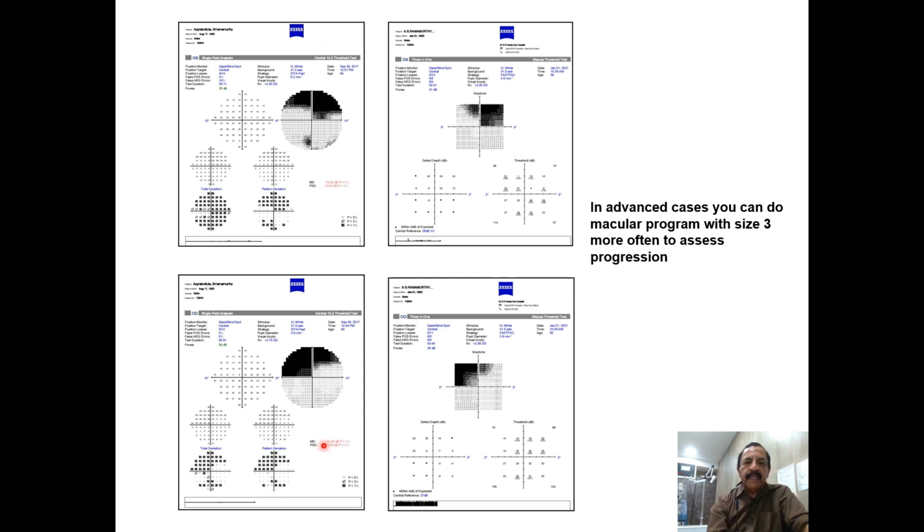And this slide tells about the macular program, which is most underused. In advanced cases, for follow-up to know the progression, we need not repeat 10-2. If you do the macular program with size 3, the macular program is nothing but the 16 points within the 3 degrees of 10-2. So we can know the progression of the 10-2 from the macular program, and it saves a lot of time.